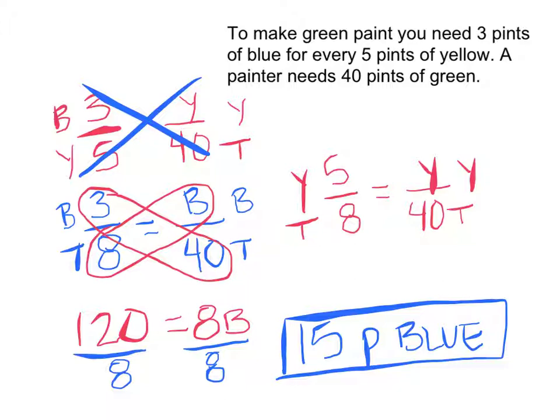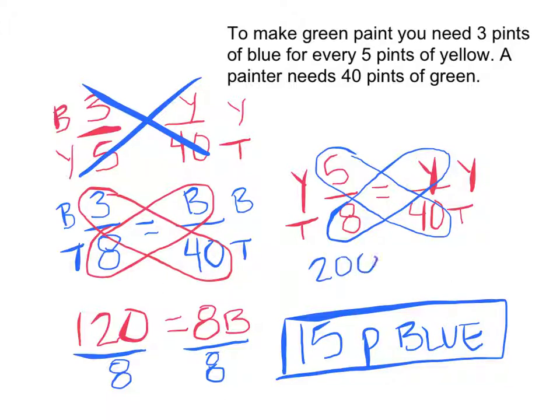We're going to use cross multiplying again. We're going to do 5 times 40, and we're going to do 8 times y. 5 times 40 is 200. 8 times y is 8y. Use our undo and divide both sides by 8.